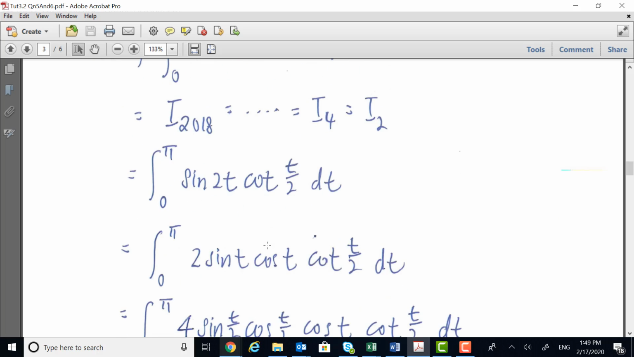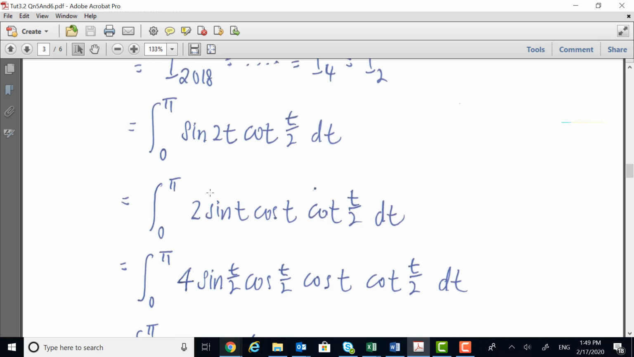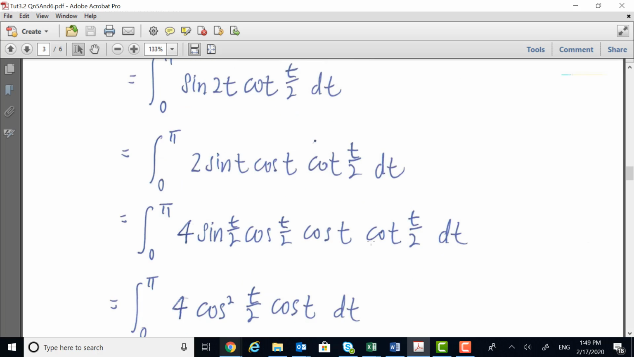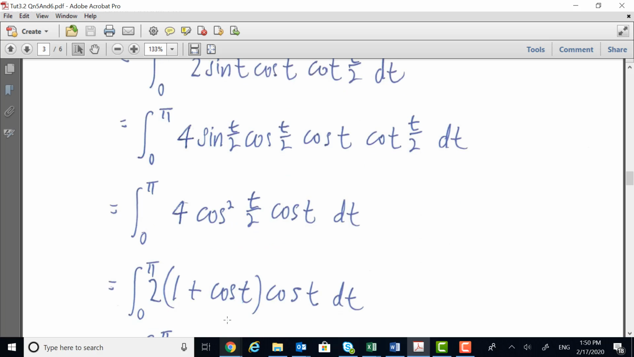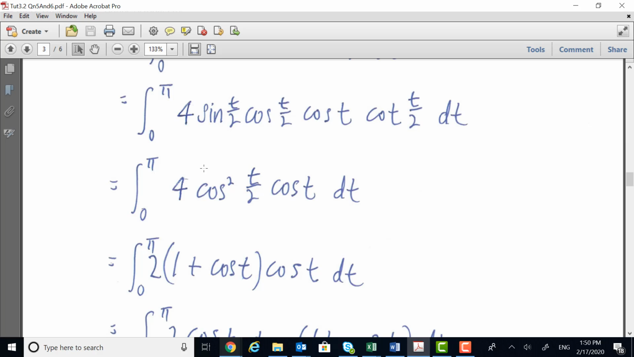First and foremost, I change the sine 2t. Sine 2t is actually 2 sine t cos t. And then I can replace the sine t again with the half angle formula. 2 sine t over 2 cos t over 2, the 2 and 2 give me a 4. Then once again, the cotangent can be changed to cos over sine, and then cancel out with the sine. I'm left with cos squared. And 2 cos squared t over 2 is replaced as 1 plus cos t.